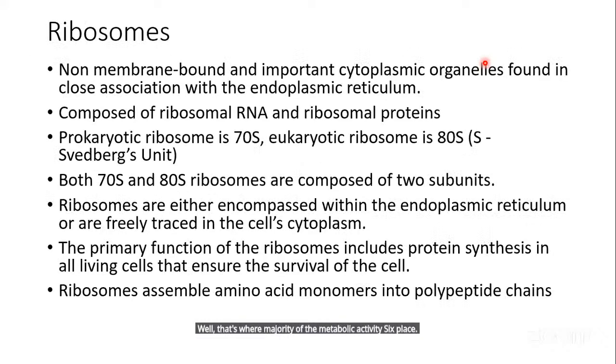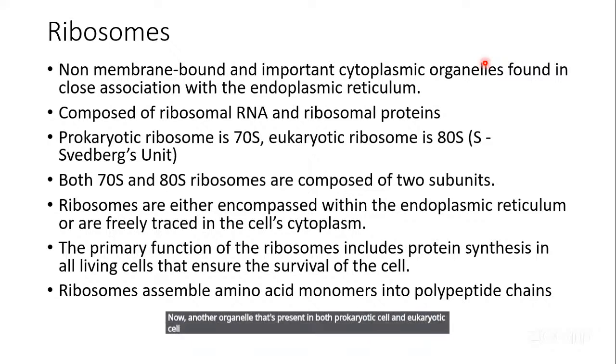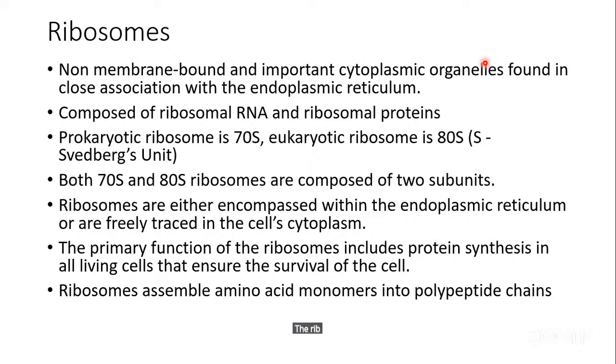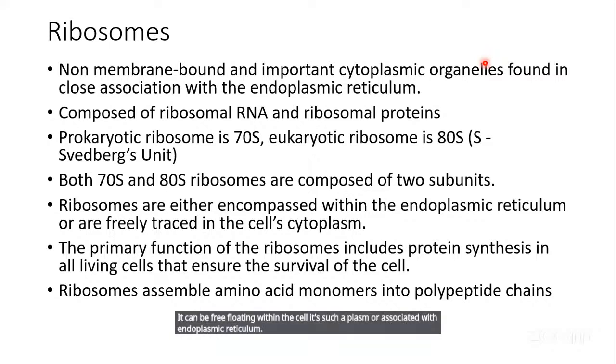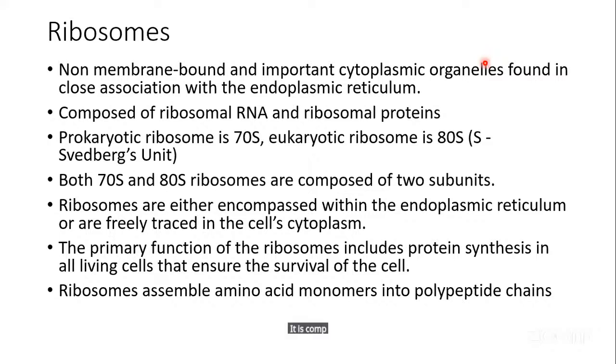Now, another organelle that's present in both prokaryotic cells and eukaryotic cells is the ribosome. The ribosome is non-membrane bound. That means the organelle is not surrounded by a membrane, but it's a very important organelle. It can be free floating within the cytoplasm or associated with the endoplasmic reticulum. It is composed mainly of ribosomal RNA, that's rRNA, and ribosomal protein.